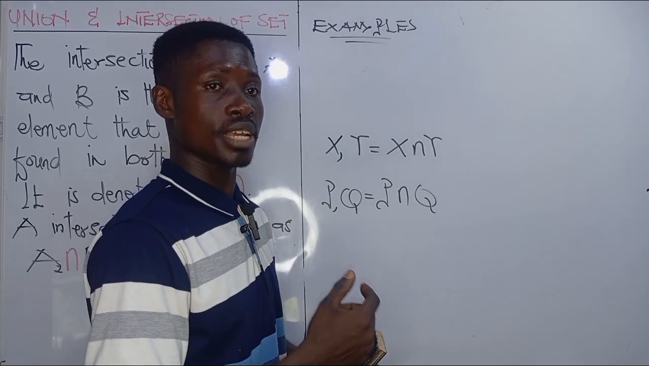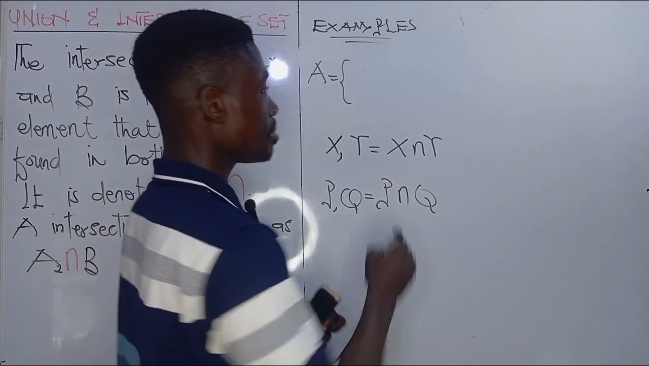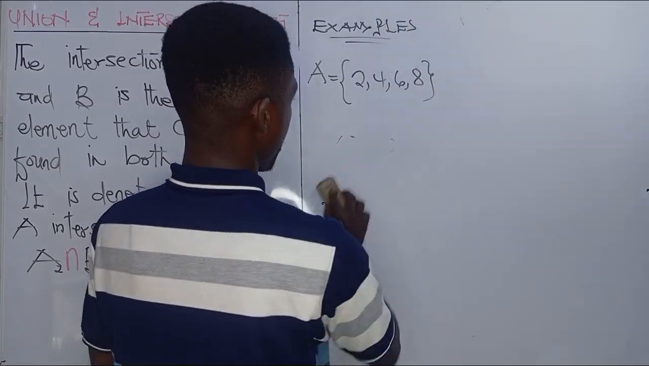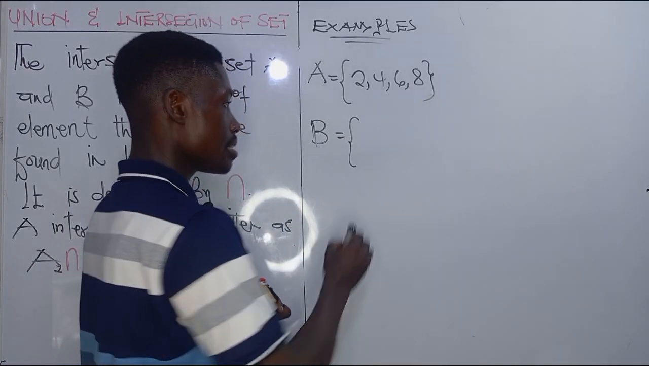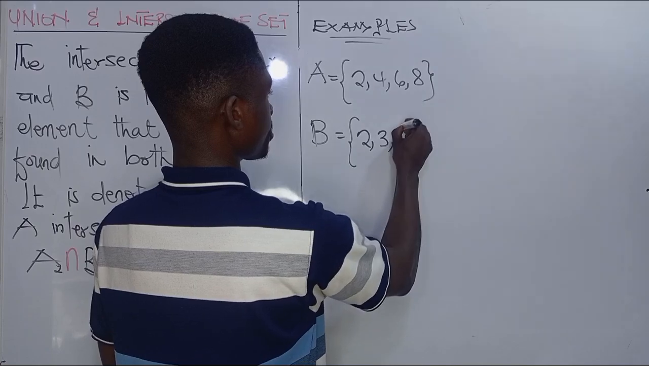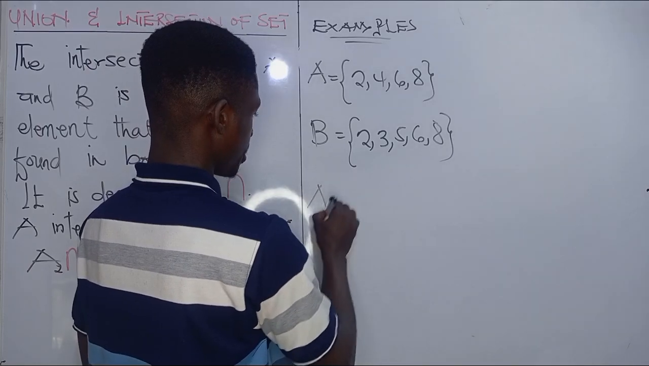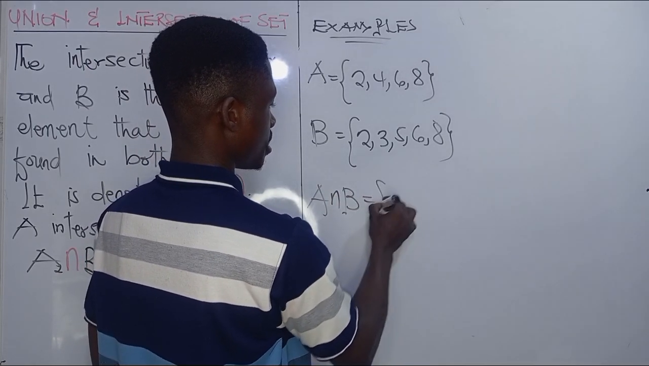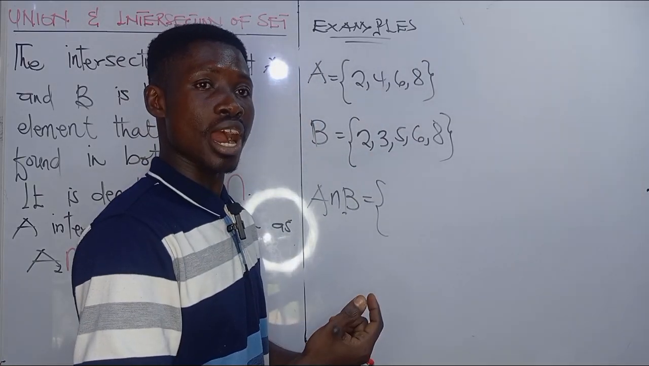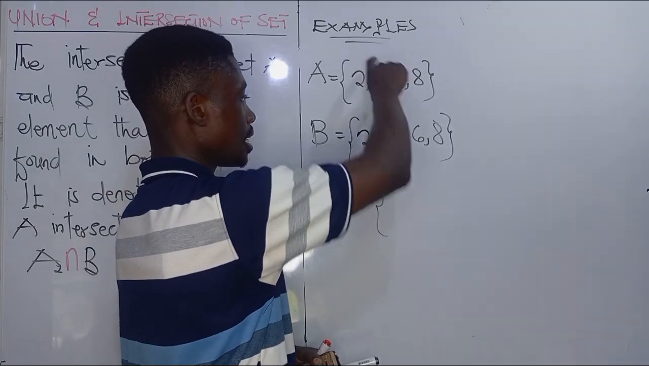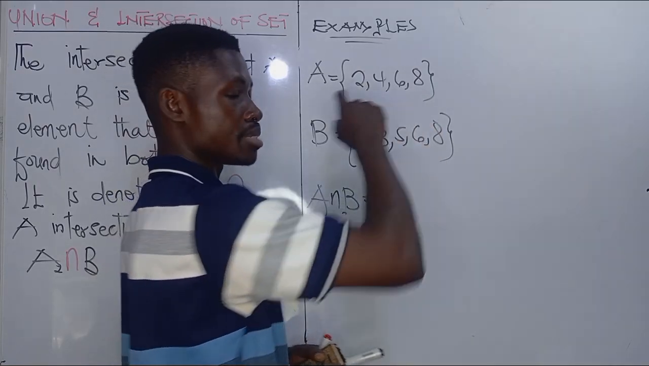Now what this means is that if you have two sets, let's say set A, which contains the elements, and then we have another set B, which contains the elements 2, 3, 5, 6, and then 8. Then A intersection B means that we are going to look through these two sets to see if you have an element that is common to set A and then set B.